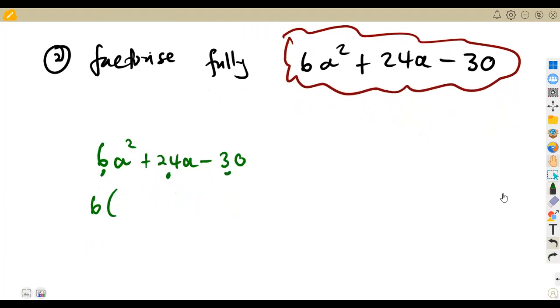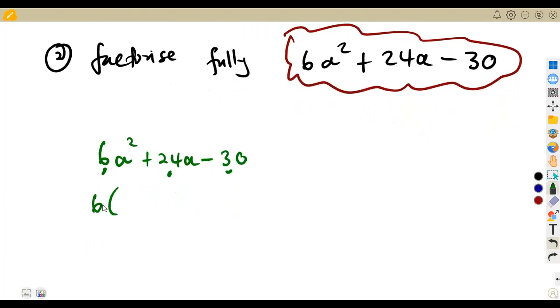The moment I do that, I'm going to have 6 divided by 6, which is going to be 1. So I'm going to be left with a squared. 24 divided by 6, which is going to give us 4. So that's 4a. Negative 30 divided by 6, which is negative 5. So as we can see, we have factorized 6, which is the highest common factor between the three terms that we have of the trinomial part.